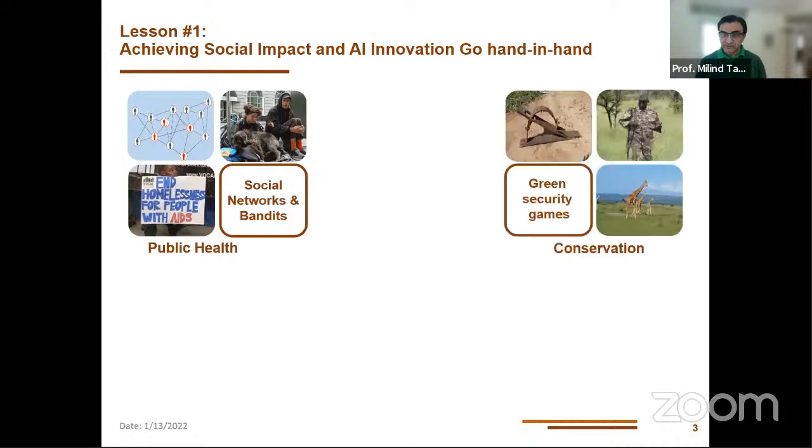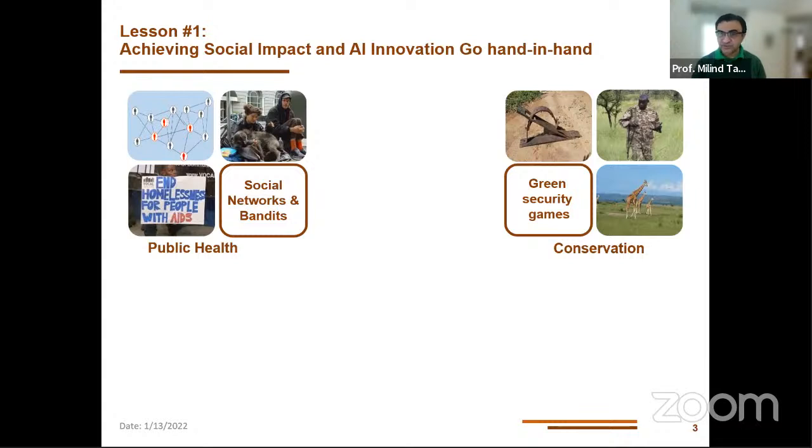With respect to conservation, we have large conservation areas to protect with a limited number of ranger resources. Concrete example is work we've done in Uganda and Cambodia, where, harnessing past poaching data, we are able to predict where poachers set traps or snares, and for the past several years have been able to remove thousands, if not tens of thousands, of these snares.